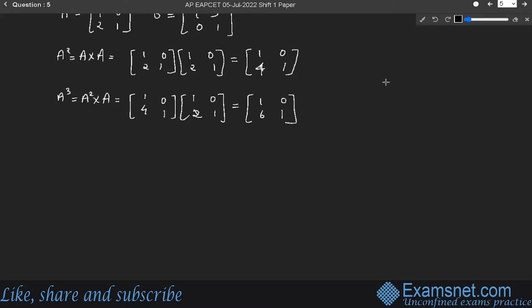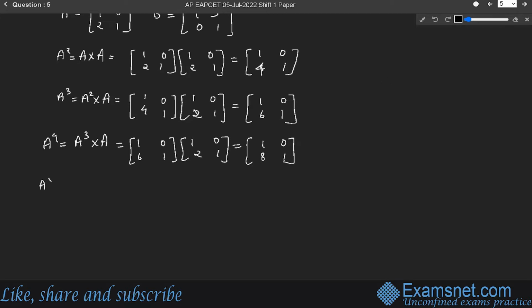1, 0, 6 and 1. Now, similarly, A power 4 will be A cube into A, which gives 1, 0, 6, 1 into A, which is 1, 0, 2, 1. It will be equal to 1, 0, 8, 1. A power 5 will be A power 4 into A, which will be 1, 0, 8, 1 into A. A is 1, 0, 2, 1. On further multiplying, it will be 1, 0. And from here, the second row will be 10 and 1.